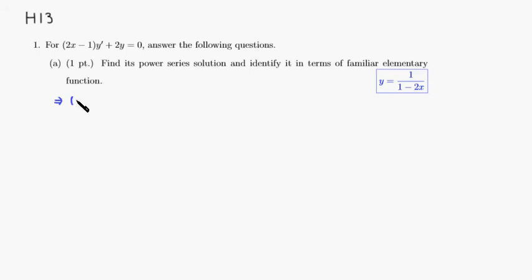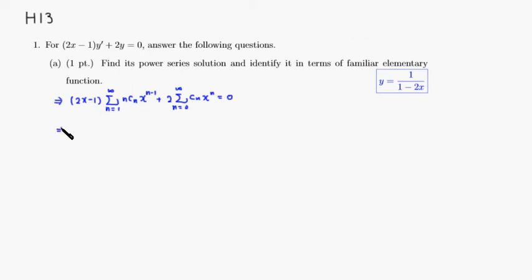So we have a (2x minus 1), then you have a summation n goes from 1 to infinity of n Cn x to the n minus 1, plus 2 times summation n goes from 0 to infinity Cn x to the n. We want this to be 0. So let's distribute 2x to this and that.